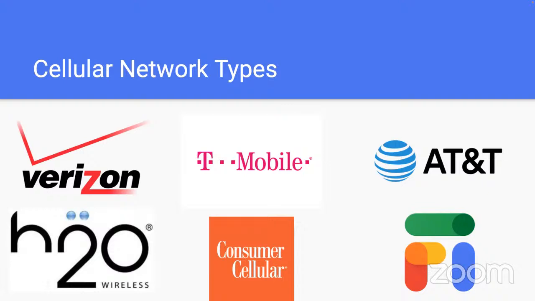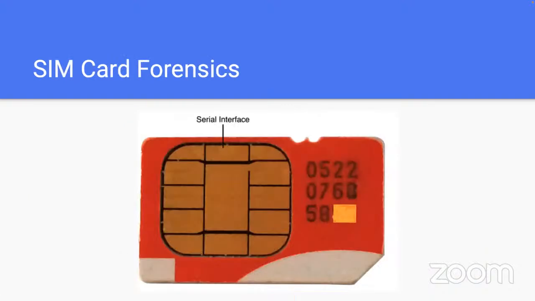Code division multiple access, or CDMA, is a spread spectrum communication methodology used by Verizon and Sprint. Kind of similar to the whole DVD plus R minus R thing. All SIM cards have an interface to communicate with the device, and it's usually that plate.